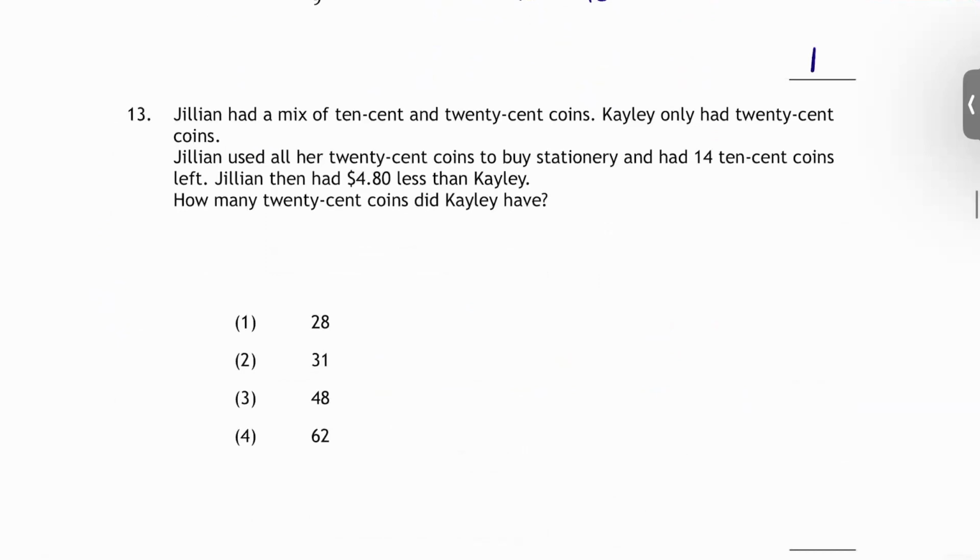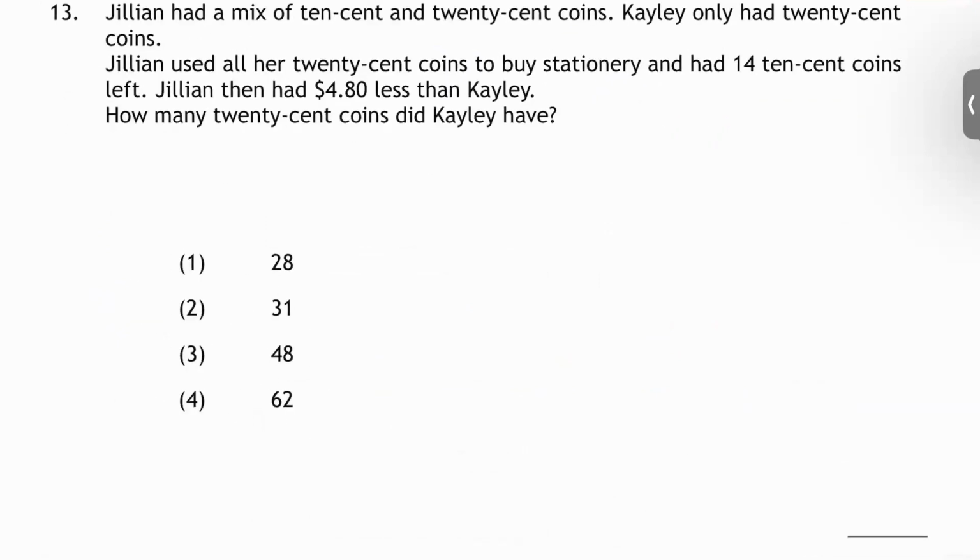Question number 13. Looks like a very long, complicated question, but let's read it slowly and carefully. So Jillian had a mixed 10 cent and 20 cent coins. And Kaylee only had 20 cent coins. Jillian then used all her 20 cent coins to buy stationery and had 14 10 cent coins.